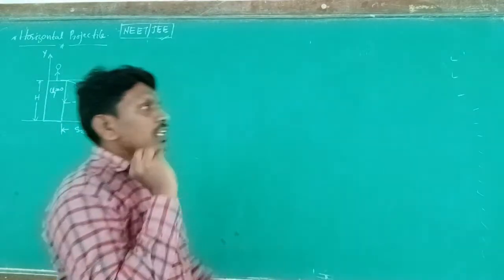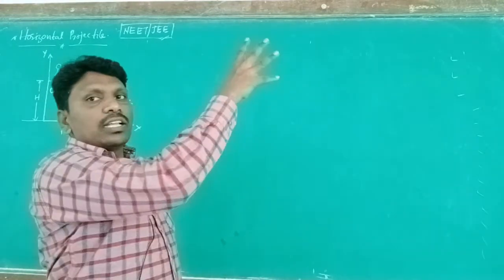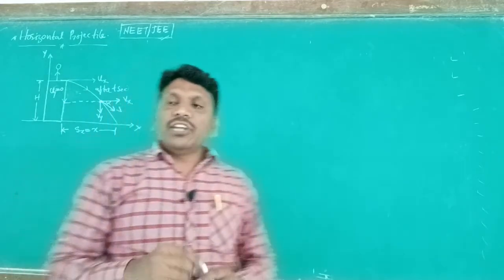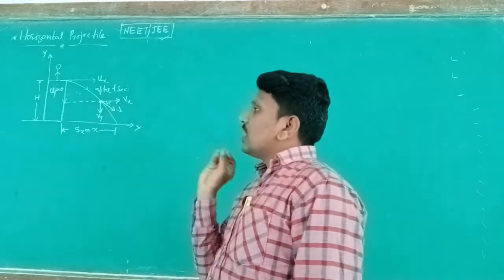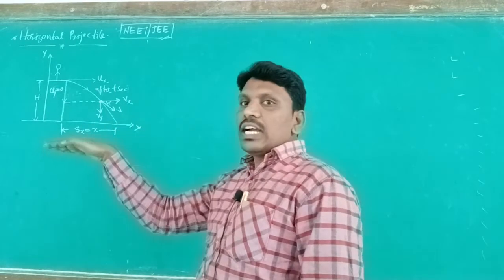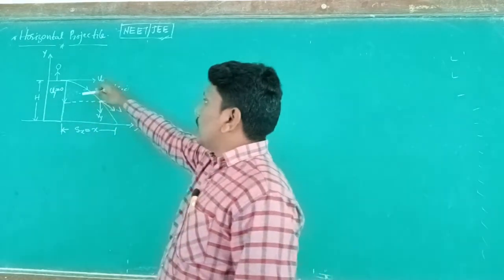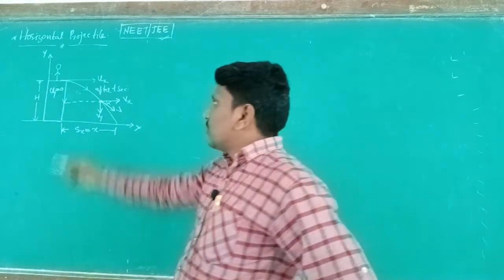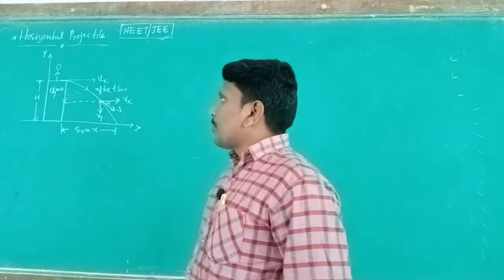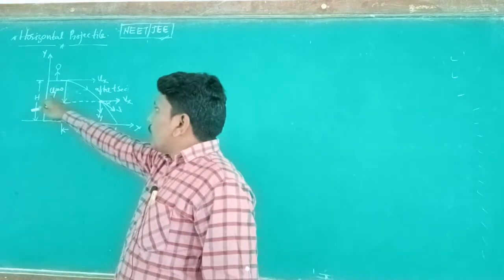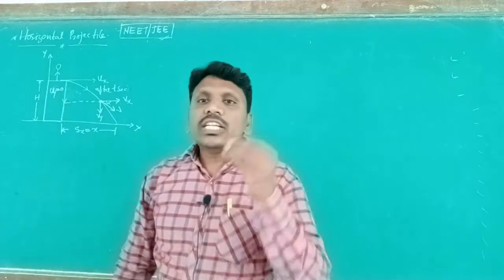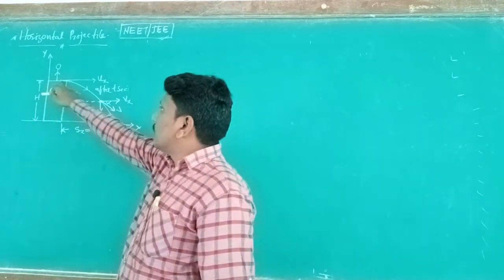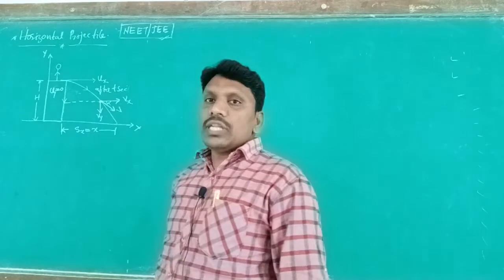Not like this. If it is thrown at some angle, there is an x direction and y direction. But if it is thrown just horizontally like this, it only has a horizontal velocity. So that's why I am writing ux. But in this way, uy will be 0. The initial velocity of the body in the y direction will be 0 because the body is thrown horizontally.